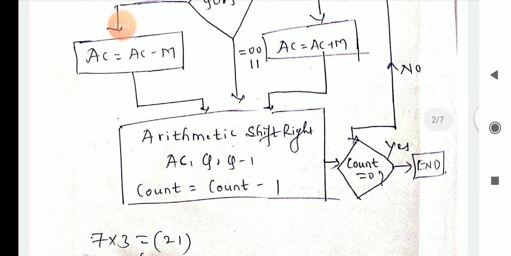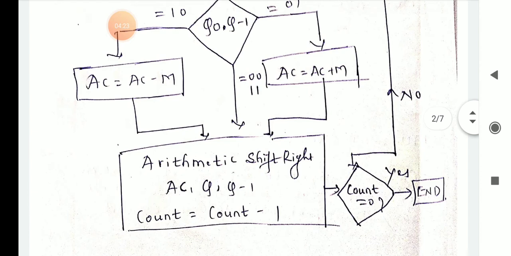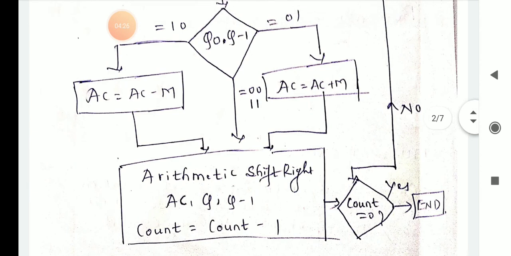If your count is 0, then the process will end and you have completed it. Otherwise, if count is not equal to 0, then again it will move on to the next iteration.